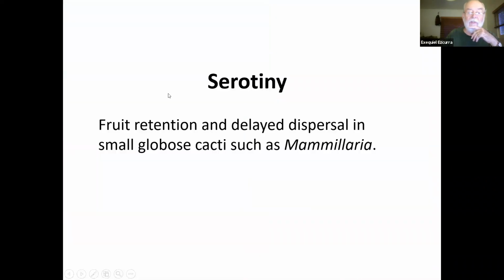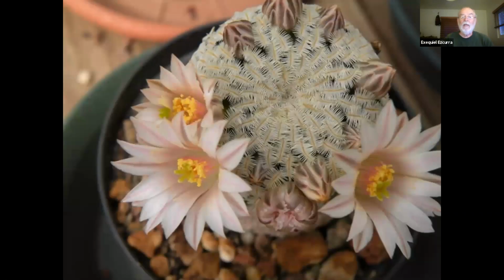I thought these are more examples of cephalia. Serotiny. Serotiny is a technical term we use for a phenomenon known as seed retention. Many plants, once they produce the fruit, do not release the fruit into the environment immediately, but can retain it in the tissue of the mother plant for a while and then release it when conditions are right.